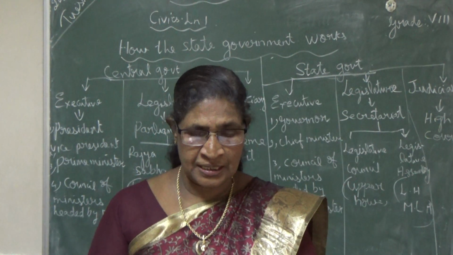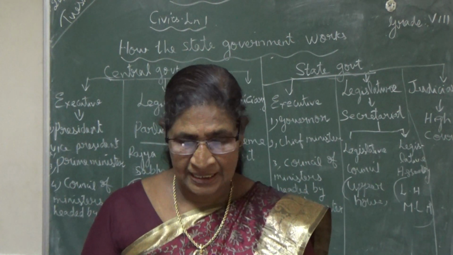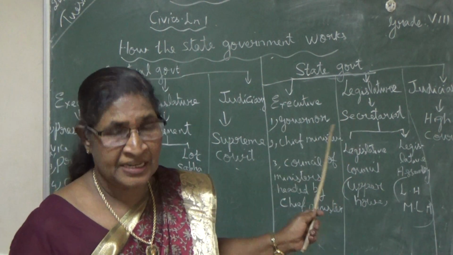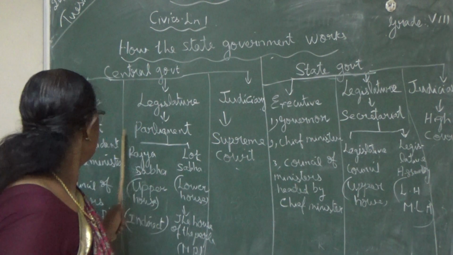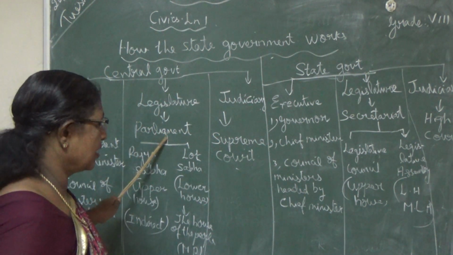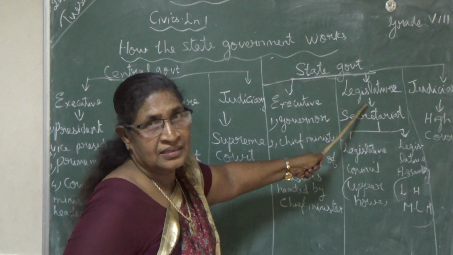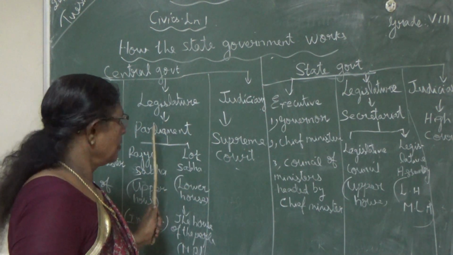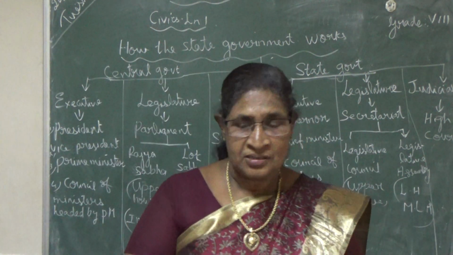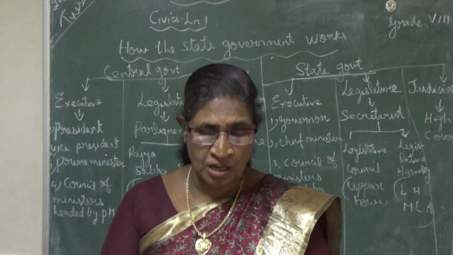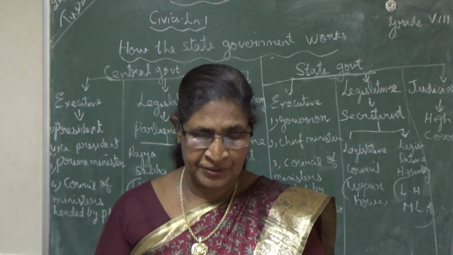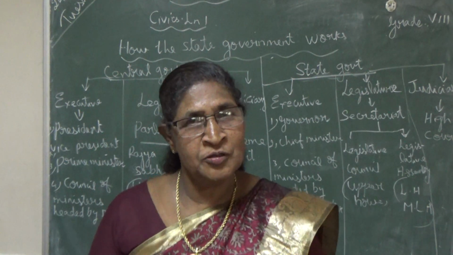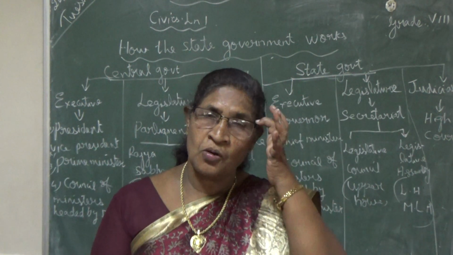Then he cannot be a member of the parliament or the legislature, at the central level or the state level. Otherwise, he should not hold any office of profit. That means he should not work in any part of our government. If you want to become a governor, these are the qualifications of a governor.